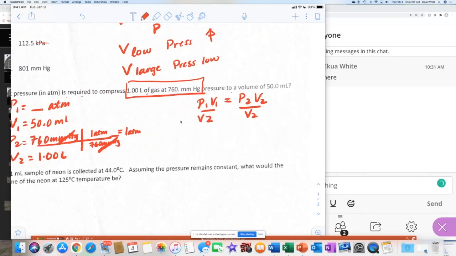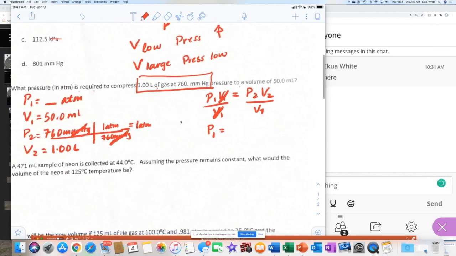V2. Sorry, divide both sides by V1 because we're usually trying to solve for something else. Now my mind is kind of caught up on something else. So hold on. V1, divide both sides by V1 right there. V1, V1, and we end up with P1 is equal to P2 is 1 atmosphere.